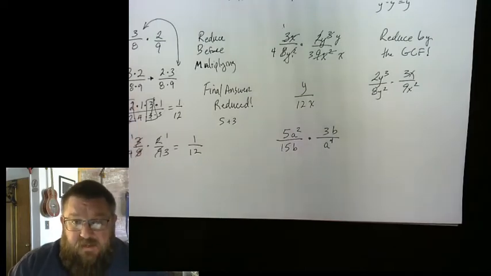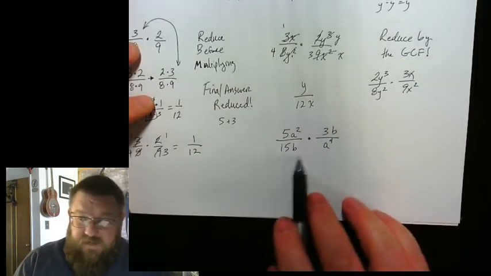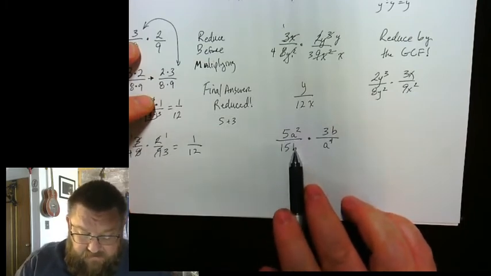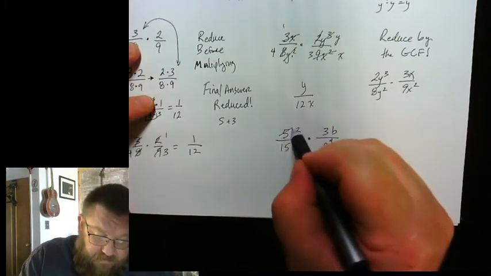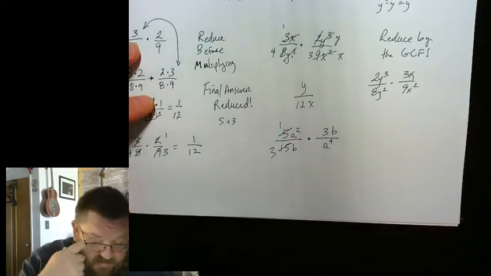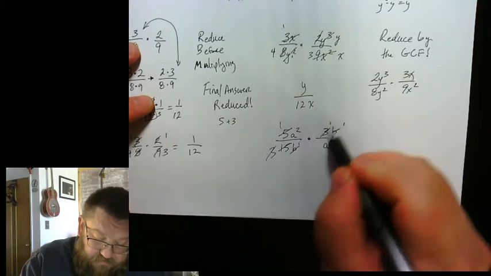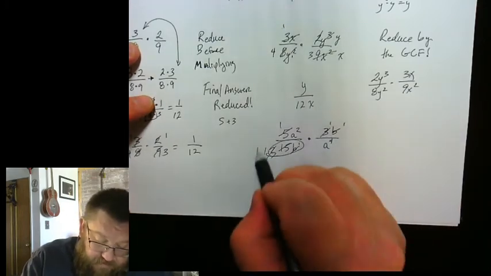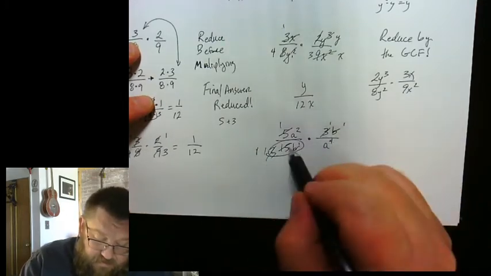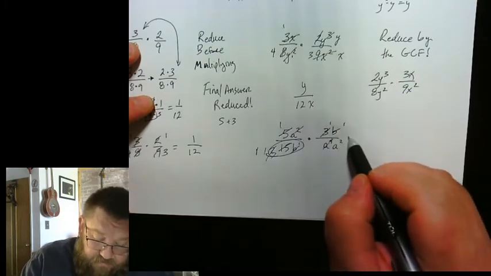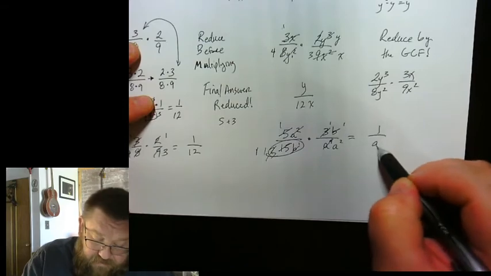Okay. Here's what you're doing, right? You're trying to find anything in common. So look at this. They don't have an a in common. They do have a 5 in common. You see that goes in once. That goes in then 3 times, right? Look over here. The b's go in once. 3 goes into 3 once. So this whole thing right now is just a 1. Now, a squared goes into a squared once. It goes into a to the fourth a squared times. So what we're left with is 1 over a squared.